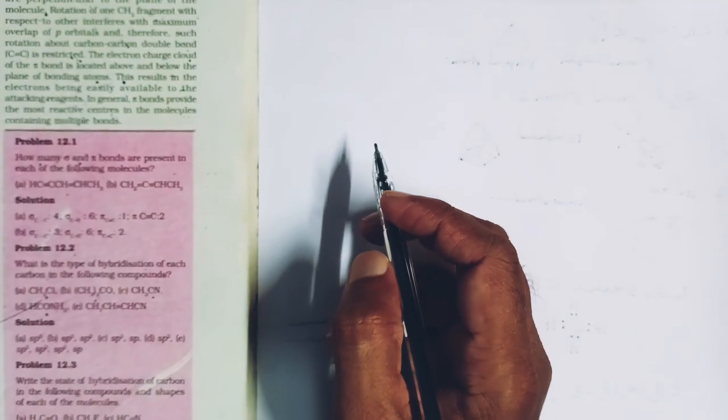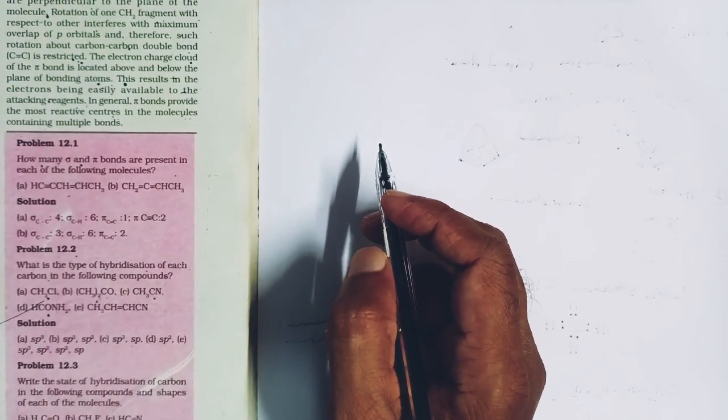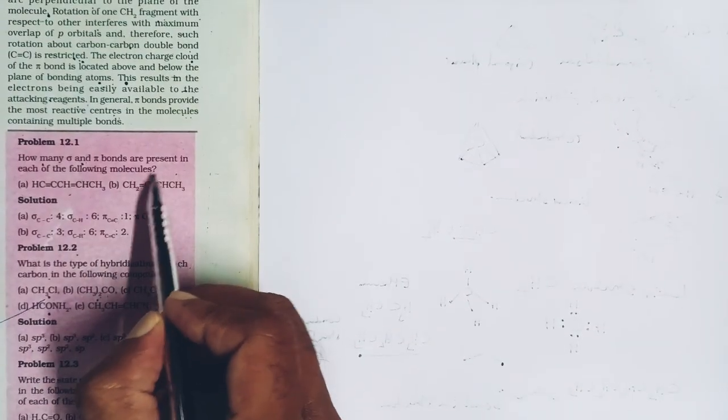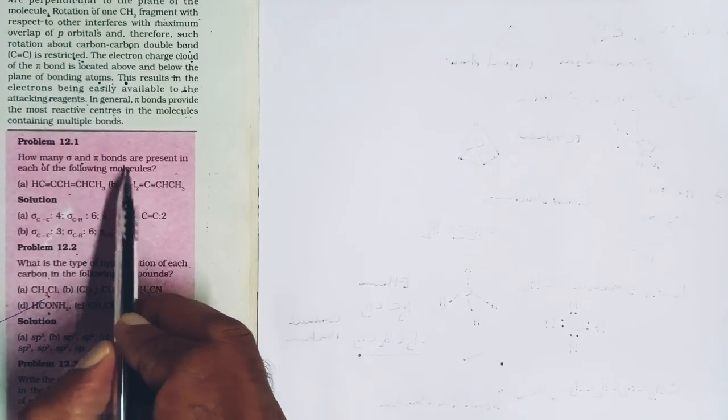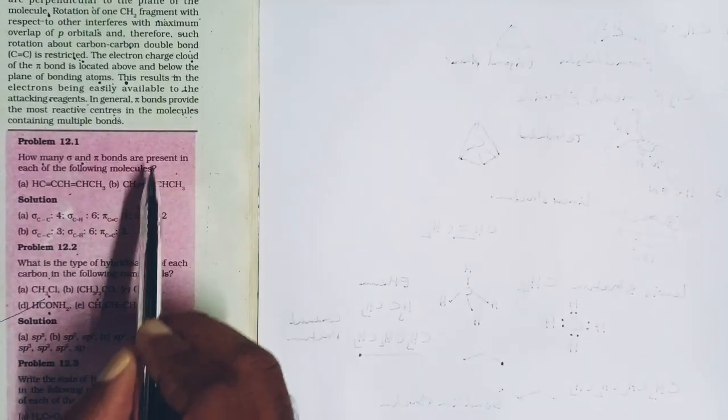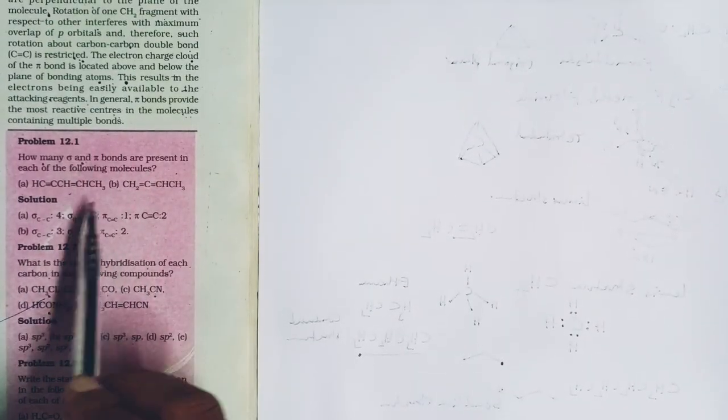Good evening, students. In the previous class, we have seen up to this question: how many sigma and pi bonds are present in each of the following molecules? This example we have seen in the previous video. So now, in this video, we will see the remaining two questions. That is, what is the type of hybridization of each carbon in the following compounds?